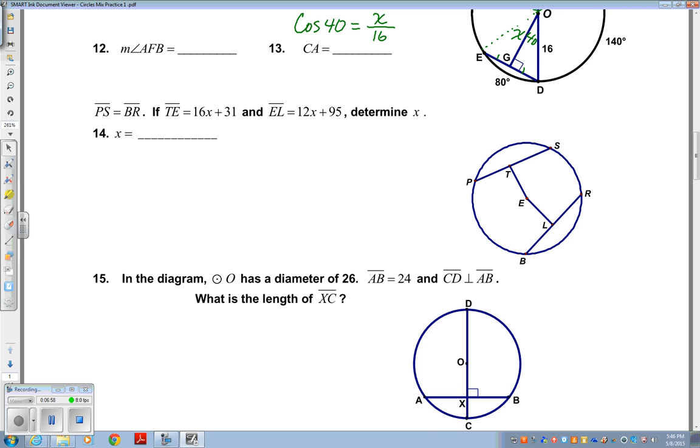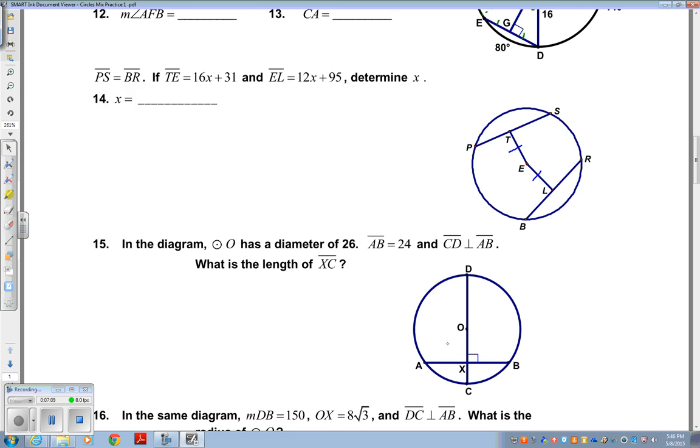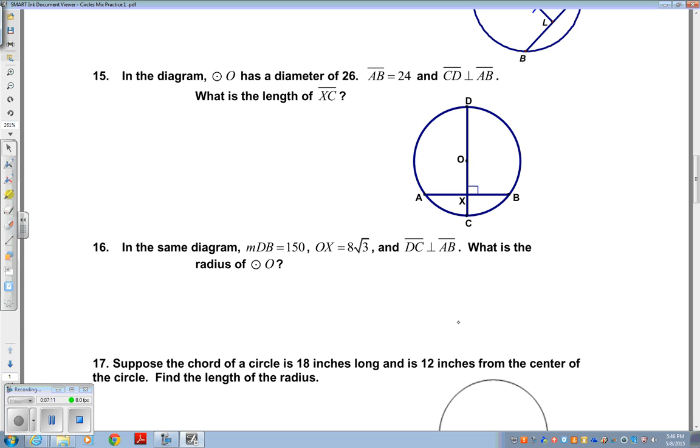For 14, my only clue or help, hopefully, is that they tell you that the two chords are congruent, so that means they're equal distance. We just kind of talked about 15 and 16 in the previous picture. When I see that box, the chords get bisected along with the corresponding arcs. So the same thing is happening to the large major arc as well.